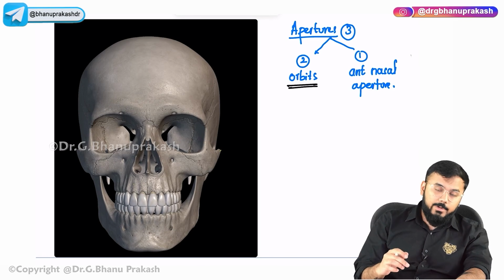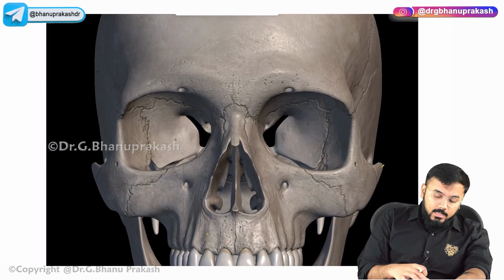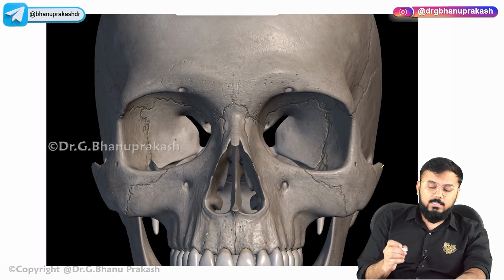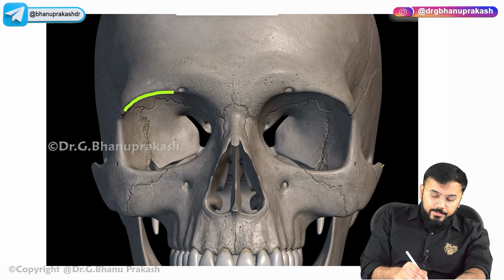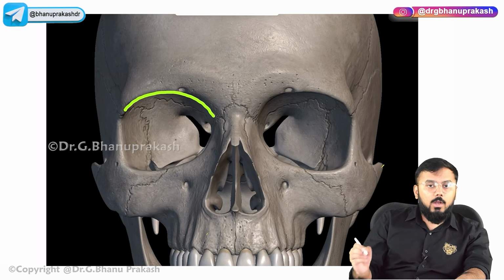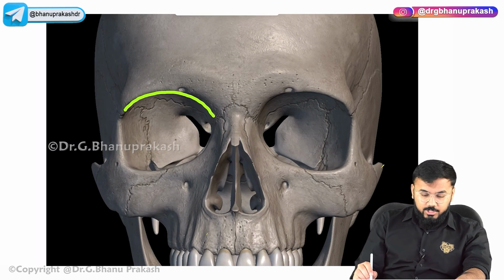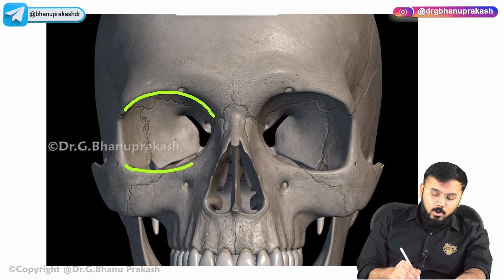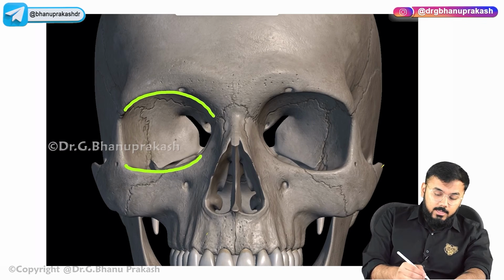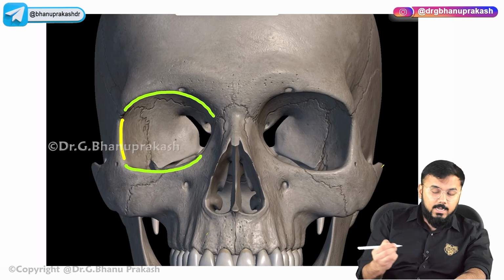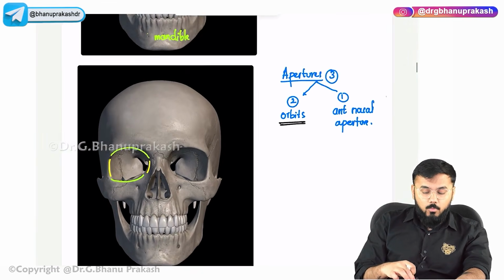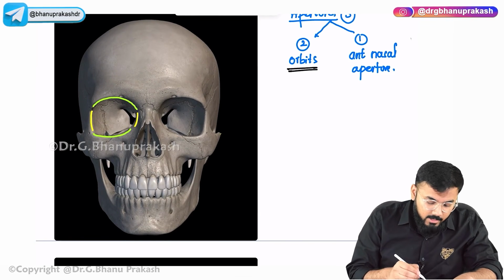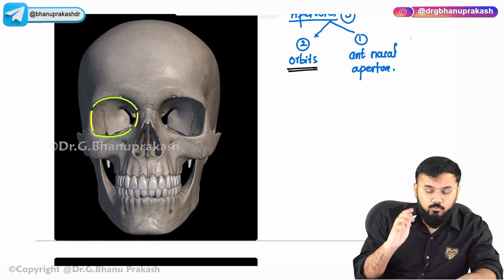Now regarding these orbits, if I zoom in, you can see the orbits are having four important walls. It is something like a quadrangular, not perfectly circular. See here, this particular wall of the orbit is called as supraorbital margin. This part is called as infraorbital margin. In the same way, this part is called as lateral orbital margin. This is called as medial orbital margin. So how many orbital margins do we have? We have four important margins.